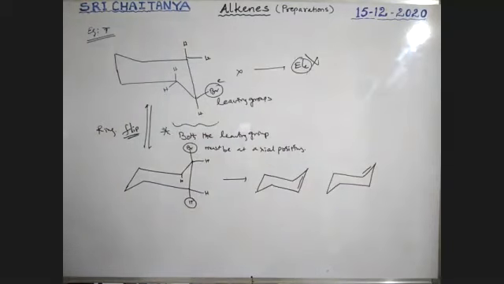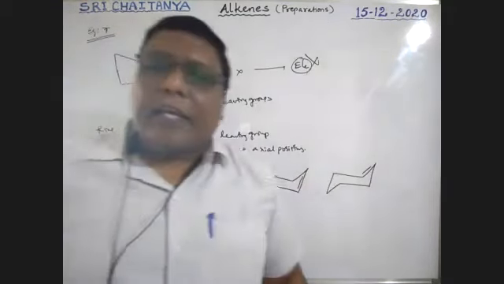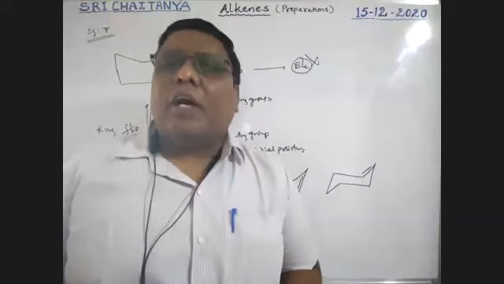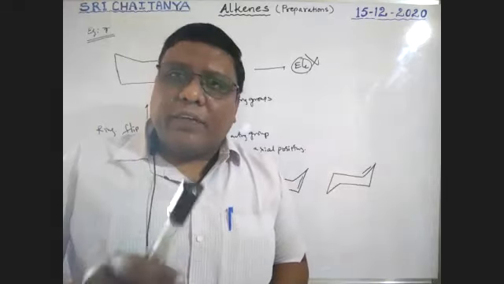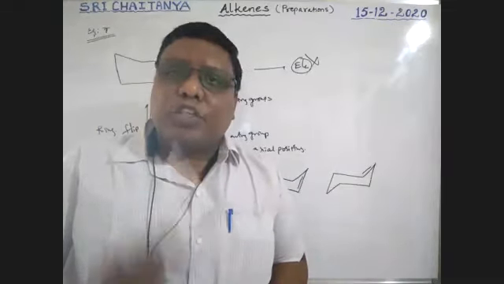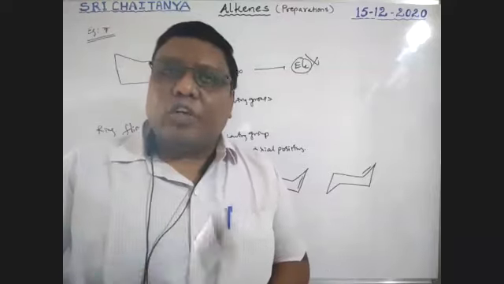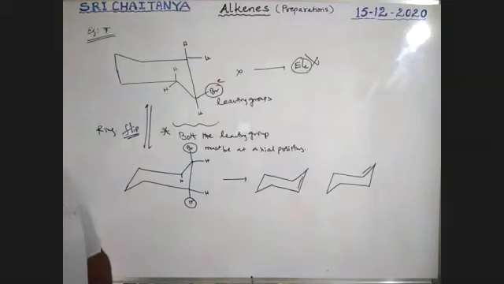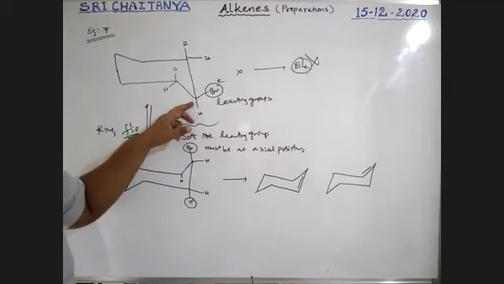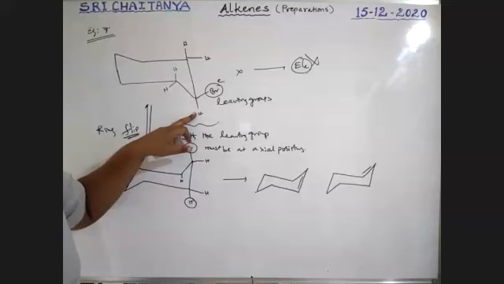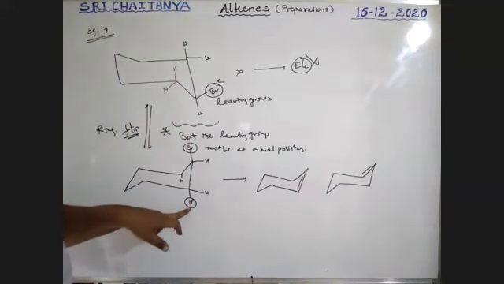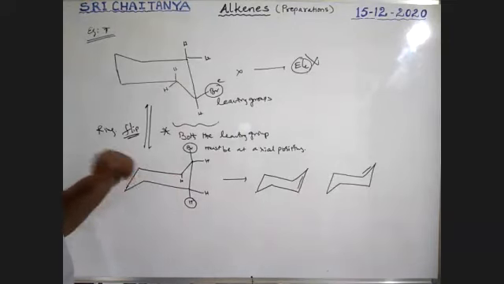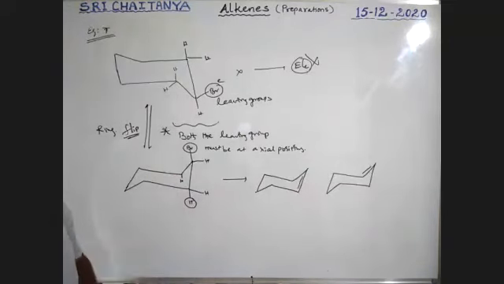So did you understand the concept, boys? Wherever in cyclic condition elimination is there, you should apply this. If you want to apply elimination in cycloalkanes, the two leaving groups must be at axial position. Otherwise, elimination does not take place. For example, if this hydrogen is blocked, then only this hydrogen is involved. It is very, very important.